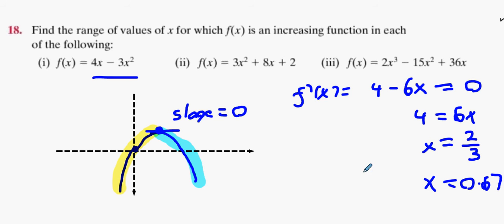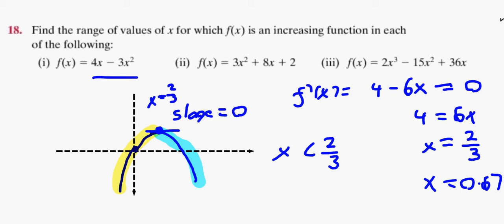So we want everything to the left of this value. So what's to the left of this value? X smaller than 2/3. Everybody cool with that? Who got that one out last night? Something like that. Good job. You happy enough with that?